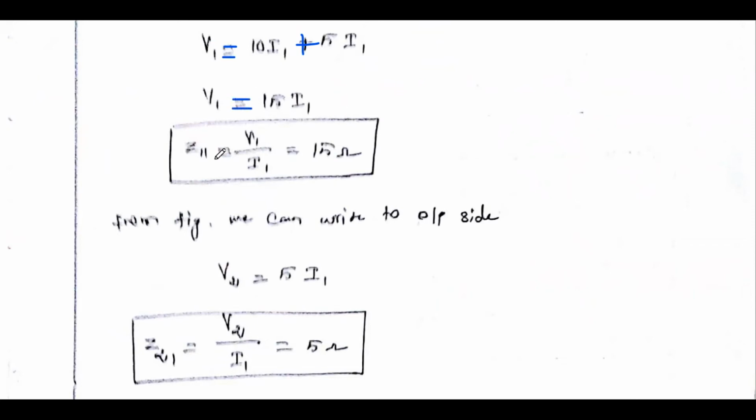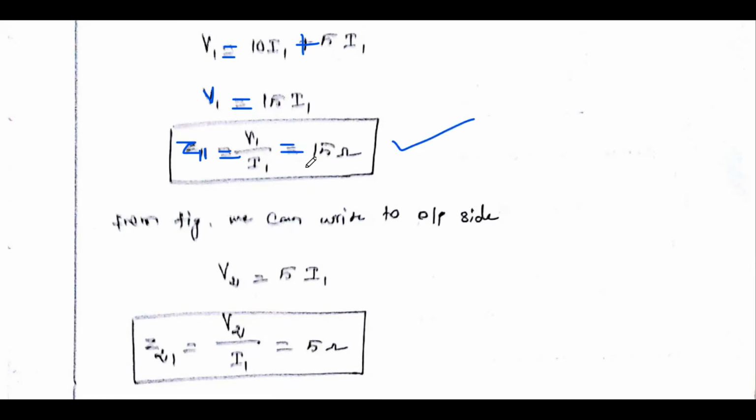From that, what we want is Z11. What does Z11 mean? It is the ratio of V1 divided by I1. So you just take the ratio: V1 divided by I1 is equal to 15 ohms. So the first parameter is calculated.